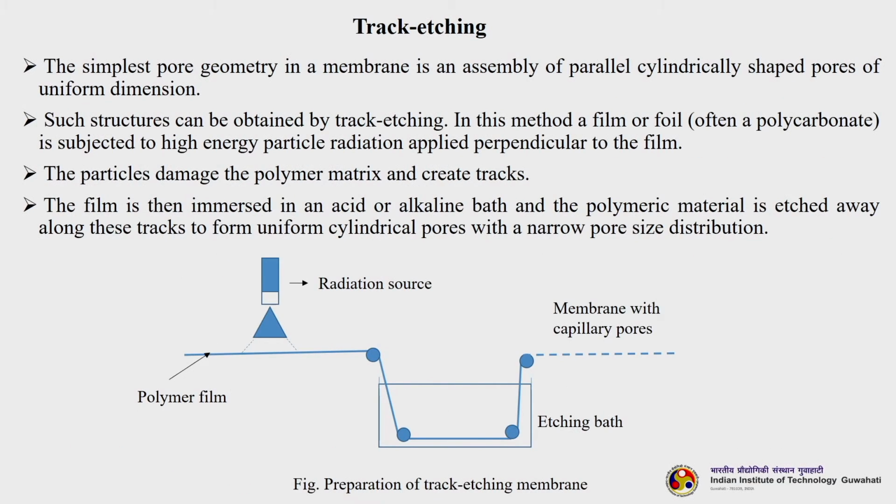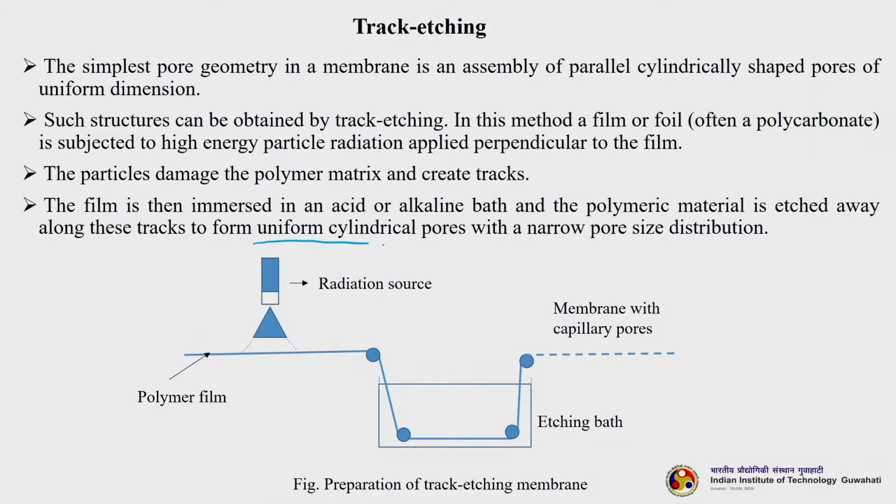So, the next method is track etching. These are old techniques, but are also used nowadays for making commercial membranes. So, the simplest pore geometry in a membrane is an assembly of parallel cylindrically shaped pores of uniform dimensions. We get very nice pore structure in this method, okay. Such structures can be obtained by track etching. In this method, a film which is already casted actually. When I am talking about a film, okay, that means a polymer which is already dissolved in a solvent, okay, and then it is casted in a film.